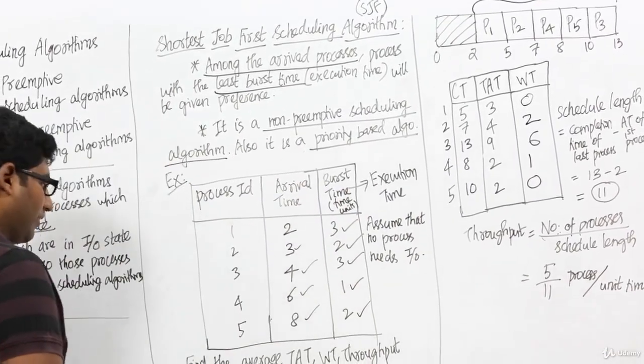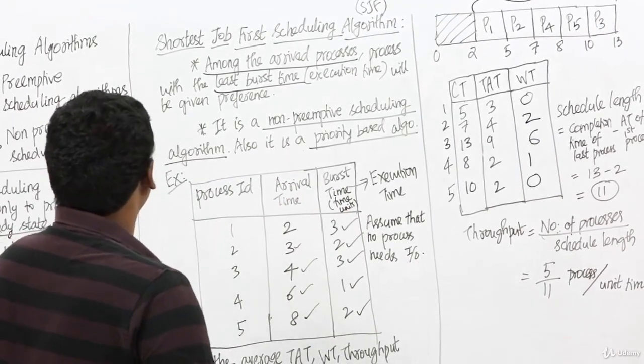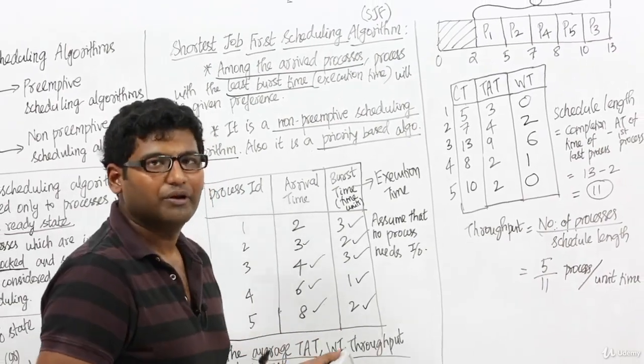We have computed everything, right? Average turnaround time, waiting time, throughput and schedule length. That's it. This is all about the shortest job first scheduling algorithm.